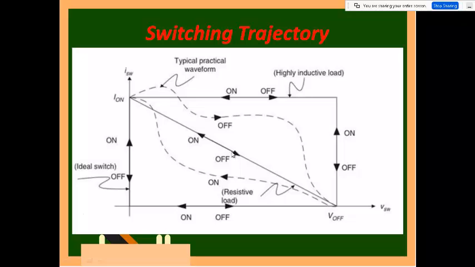So you can draw it by a line like this. When you say on, on. When you say off, off. But if the load is inductive, then this will be the value, and if the load is resistive, this is the value.